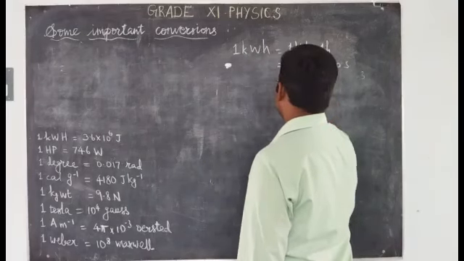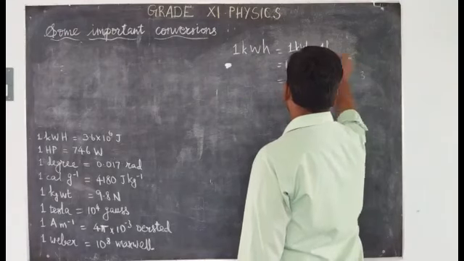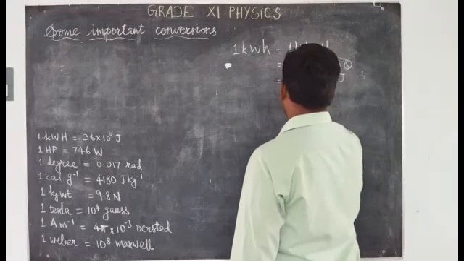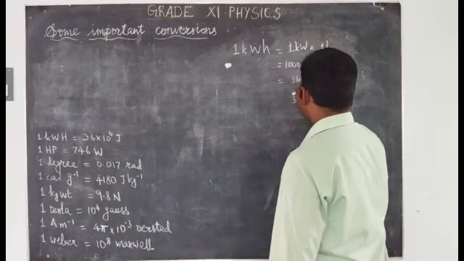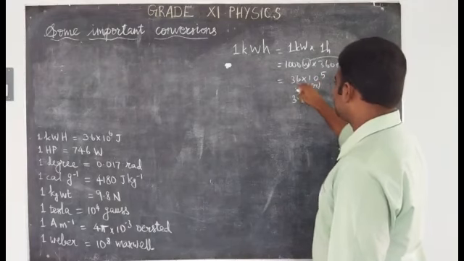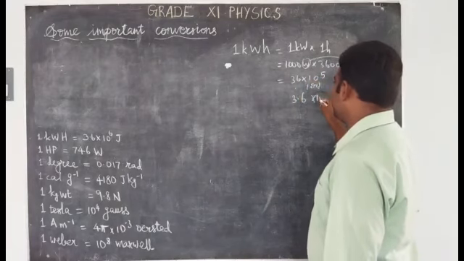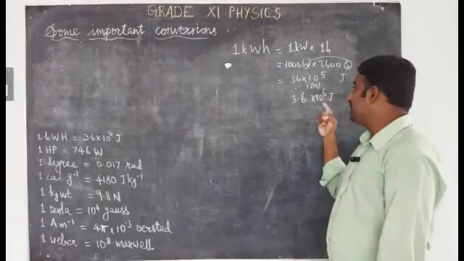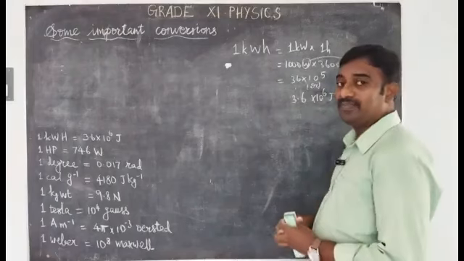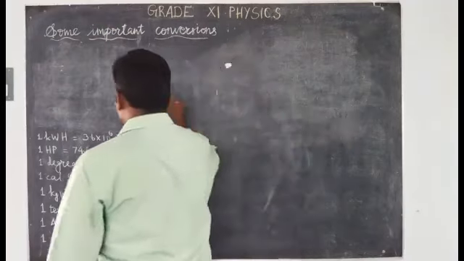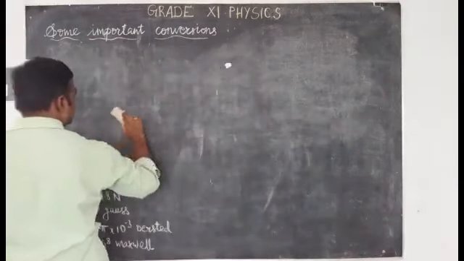Watt second is equal to joule. The unit of the combination of watt and second is joule. So it is 36 into 10 to the power 5 joule, or we may also write it as 3.6, where 10 to the power 5 into 10 to the power 1 becomes 10 to the power 6 joule. So 1 kilowatt hour is equal to 3.6 into 10 to the power 6 joule, or 36 into 10 to the power 5 joule.